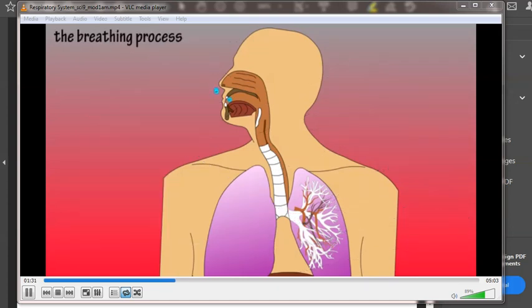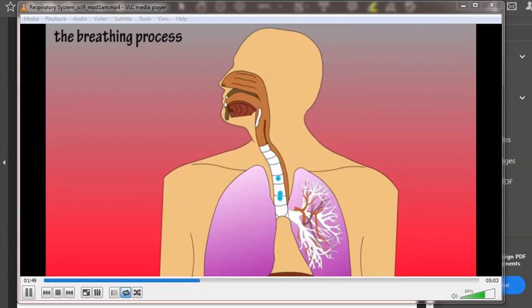So air is breathed in through the nose or mouth. When it enters through the nose, it gets spread out by these shelf-like things here called conchi. The conchi help humidify the air and trap some inhaled particles. They also warm the air. The air next passes through the pharynx and enters the trachea.